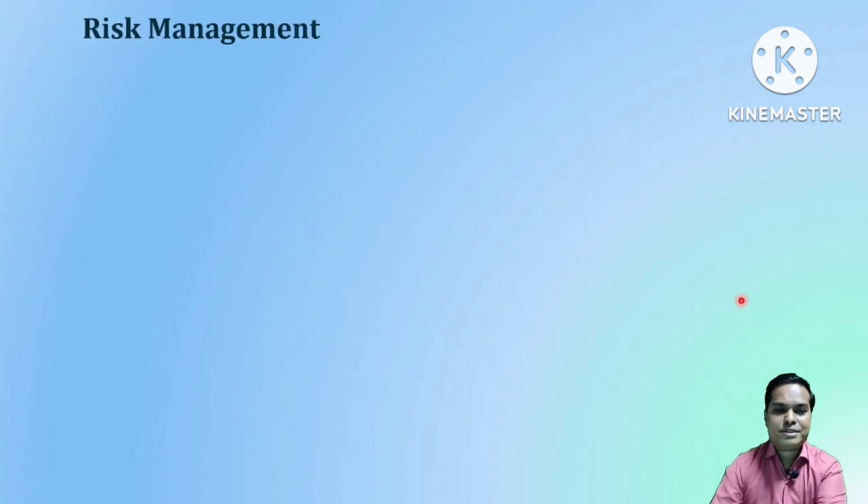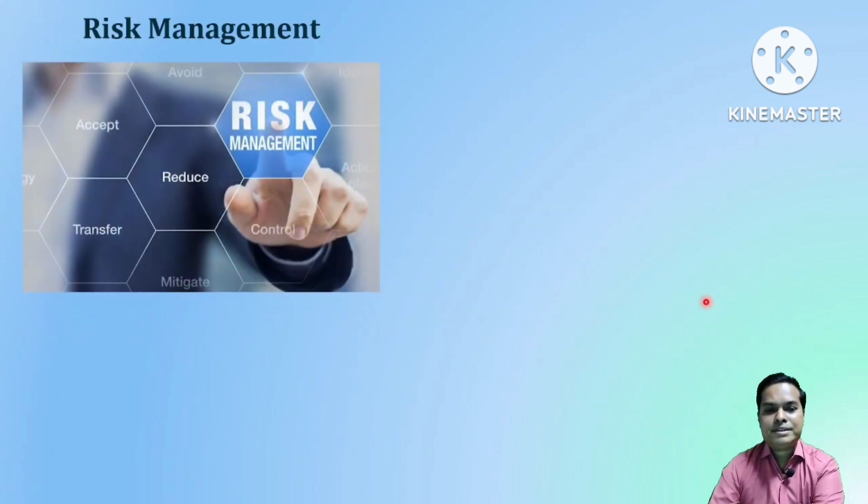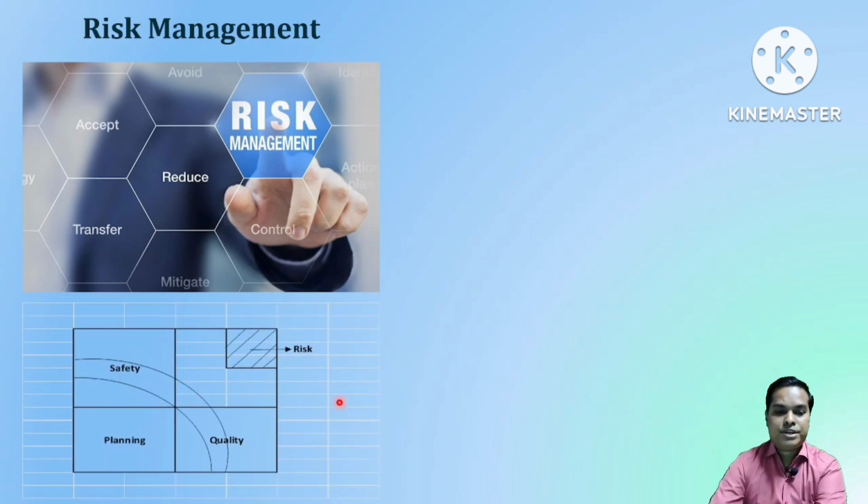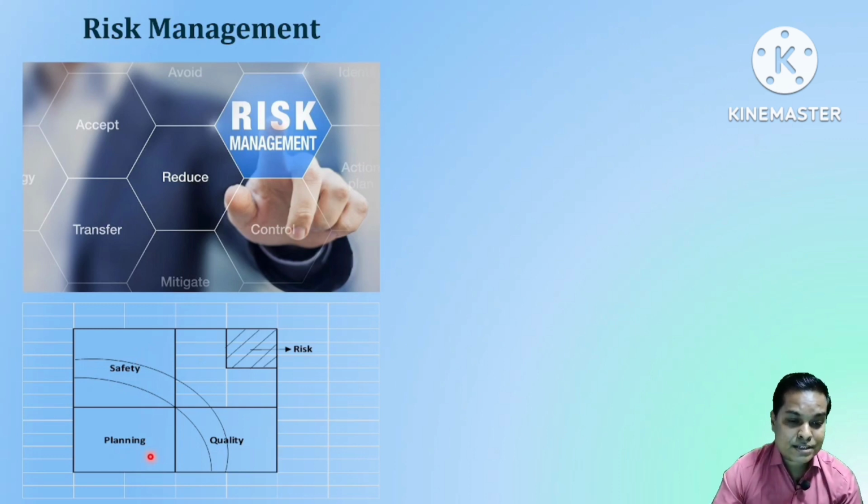What is risk management now? I have already discussed it, whether to accept, avoid, reduce, transfer or control. In any project there are mainly four quadrants. The first quadrant is planning. In Japanese, a good plan is half done. If our planning is perfect, pakka to the job, it means we have already completed the project by 50% or more.